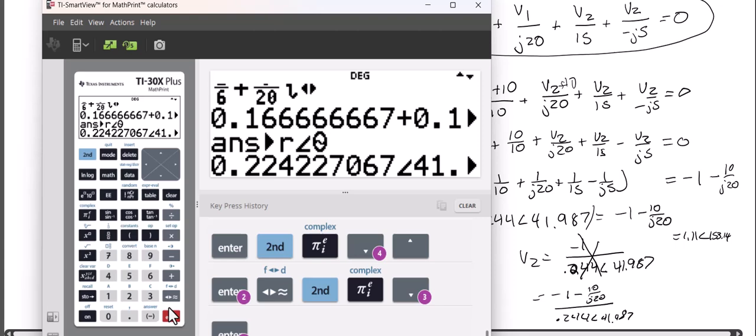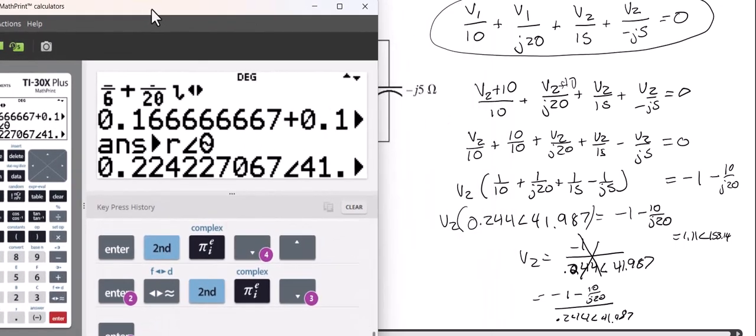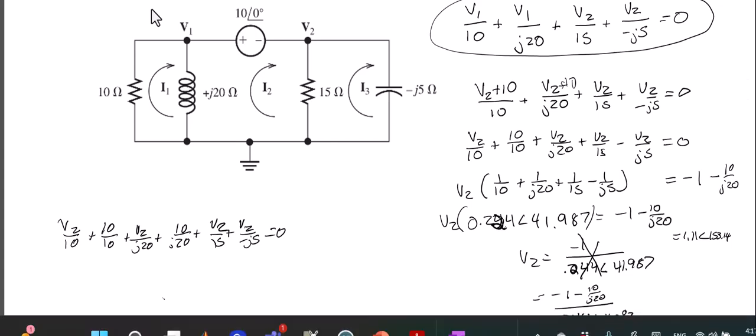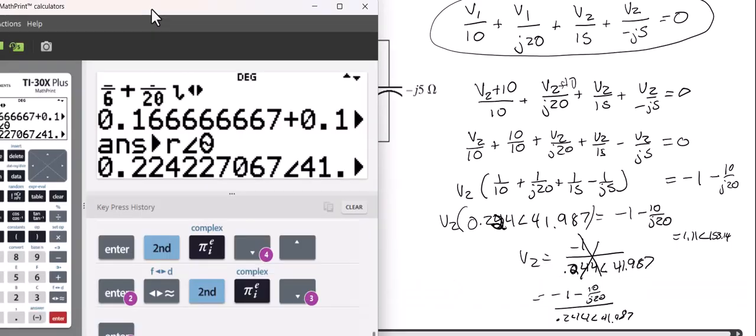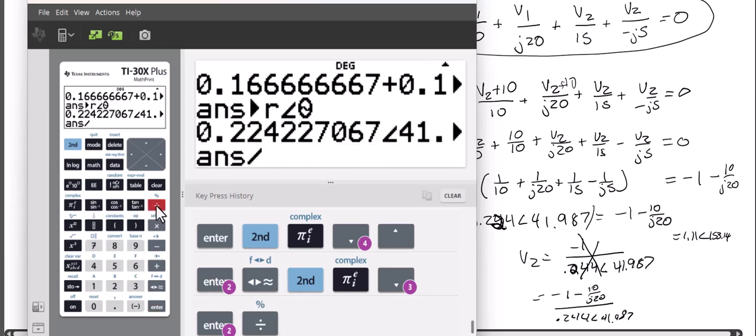Point 224. Oh, okay. This is where I copied this. I'm terrible about this. It's 0.224, and I put 0.244. So 0.224. I have a question. Yes. Where did that minus 10 over J20 come from? Let me finish this. Let me see if I can finally get the right answer, and then I'll explain.